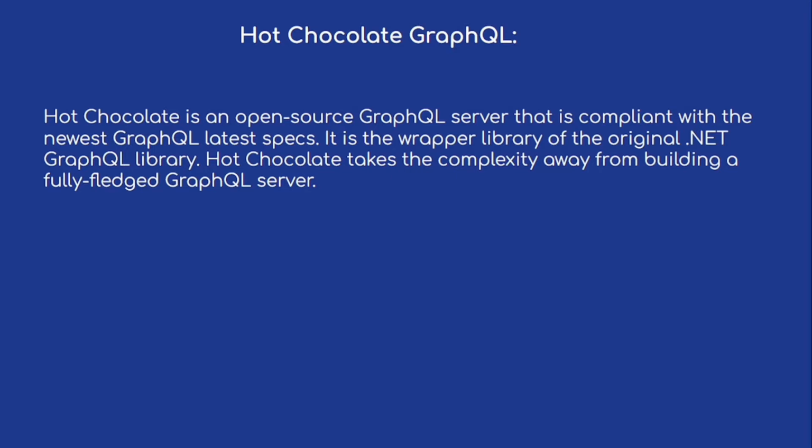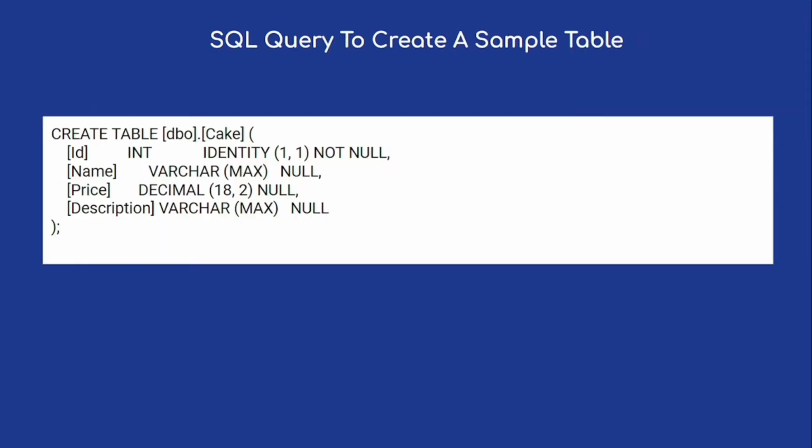So in this demo, we are going to create a small .NET Core Web API application, and in that we are going to integrate a GraphQL server, and then we are going to implement basic CRUD operations. Okay. So this is my sample SQL database table, which I am going to use in my demo.